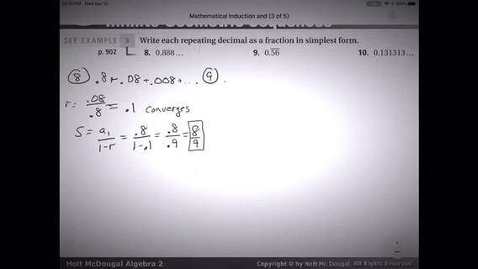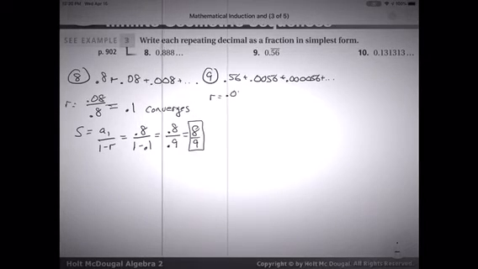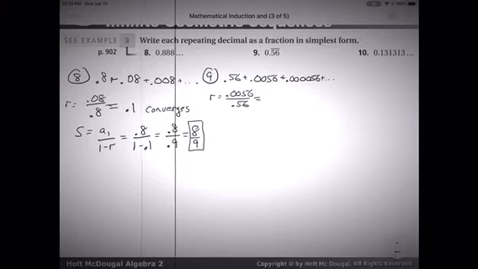Number 9, we'll do it as an infinite geometric series, and this time it's got 2 repeating digits, so 0.56 plus 0.0056, because we have to fit that in, plus 0.000056, and then dot, dot, dot. And so our r value, we're going to do 0.0056 divided by our first term, 0.56. Well, this time it's not 1/10. This time it's 1/100th, or 0.01.